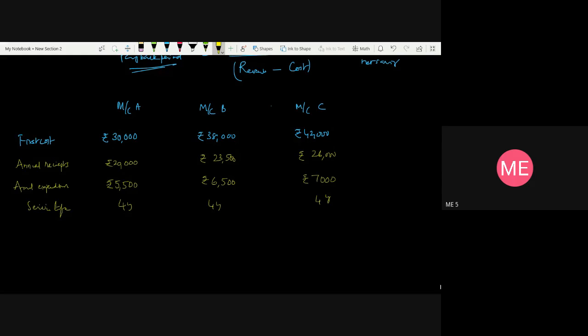Then you need to compare these three machines and find which will give the early payback period. Early payback period means you need to find out the payback period.